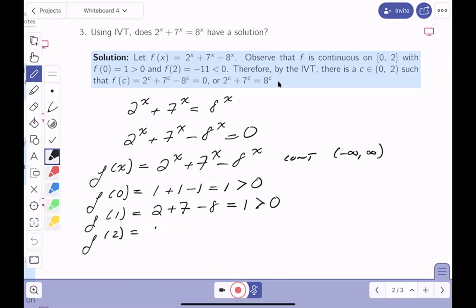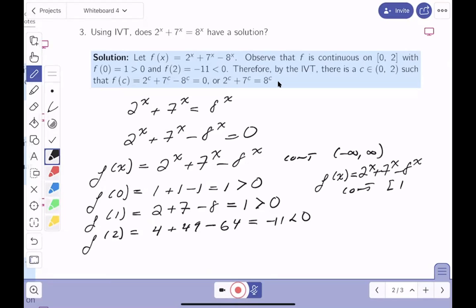What did you get over there? 4. Remember, I'm picking numbers that I can compute with. Plus 7 squared, that's 49, right? Minus 8 squared, which is 64. Now, what would that give you? Well, 4 and 49 is 53, minus 64 is minus 11. Definitely less than 0. So I'm going to say, if it's continuous between minus infinity and infinity, then f of x, which is 2 to the x plus 7 to the x minus 8 to the x, is continuous on the interval between 1 and 2.